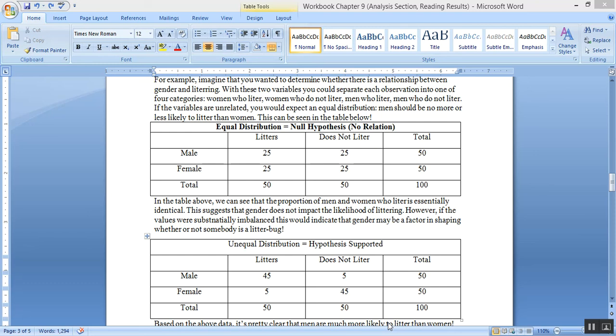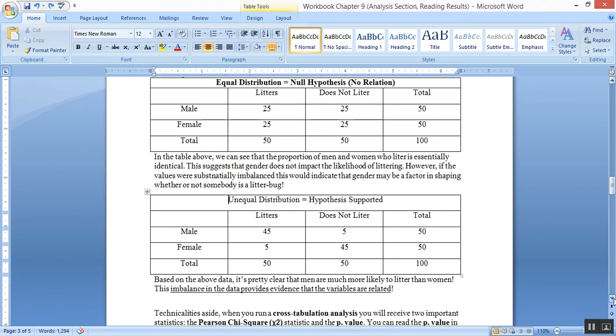But if you look at the second table, we're going to find that the numbers here are quite distinct. So this is what you might expect, an unequal distribution, if your hypothesis that men were more likely to be litter bugs than women was true. In this case, 45 of the 50 people who litter are men, and only 5 of the people who do not litter are men. Conversely, only 5 of those who do litter are female, and 45 of those who do not litter out of the total 50 are female.